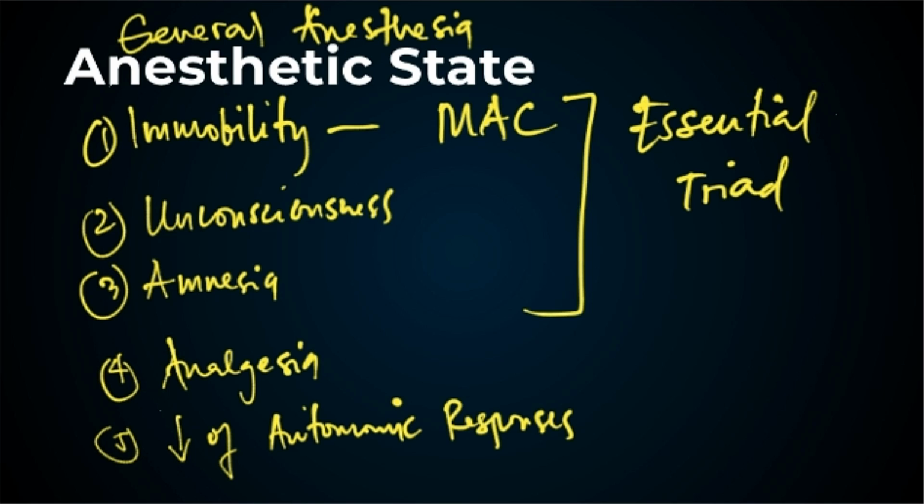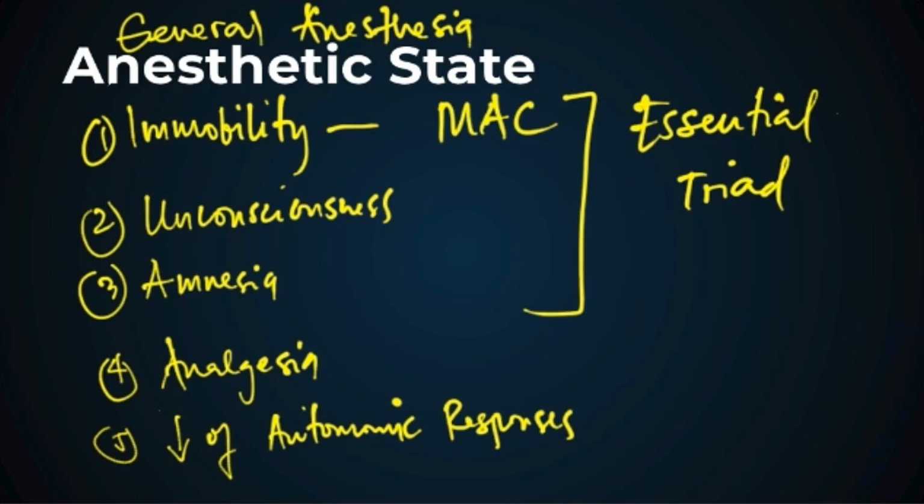Number 4, we have analgesia. Analgesia is likely due to disruption of spinothalamic tract transmission and peripheral nociception. And then we have attenuation of autonomic responses. However, this is poorly controlled by inhaled anesthetics. That's why, aside from giving inhaled anesthetics, anesthesiologists also supplement with the use of opioids to decrease the autonomic responses of a patient.